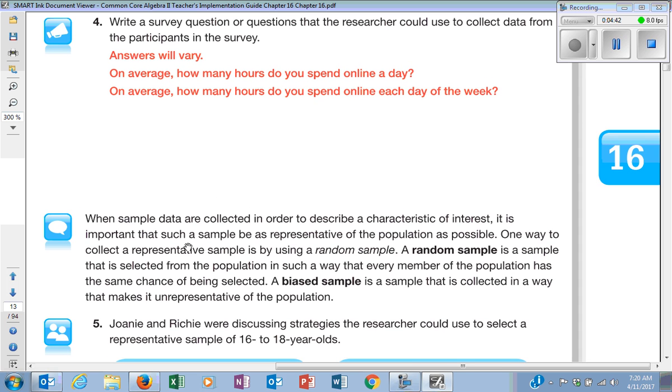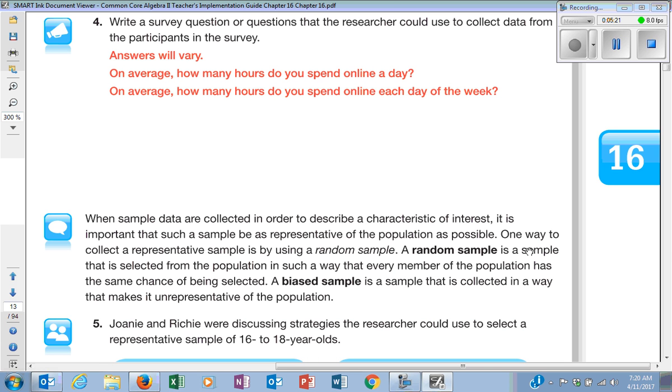So here's the thing that we kind of already talked about. When sample data are collected in order to describe a characteristic of interest, it is important that such a sample be as representative of the population as possible. One way to collect a representative sample is by using a random sample. So if I was doing this for the United States, do I want to just survey kids who are in Florida? Or would that be biased?